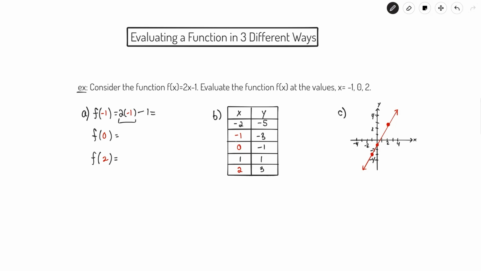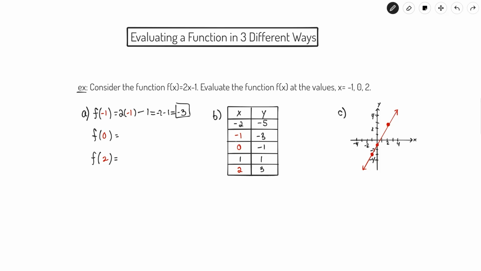I know I multiply first, so 2 times -1 is -2, and that gives us -2 minus 1, because this -1 hasn't changed yet. And then, of course, that just gives us -3. Cool. So I know that when x equals -1, my function is equal to -3. I know that when -1 goes into my function, -3 comes out. Nice. Let's continue and do the same with the other values.